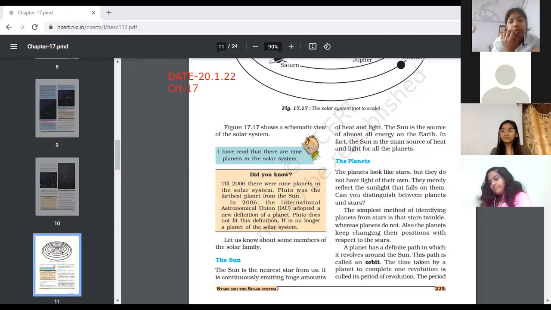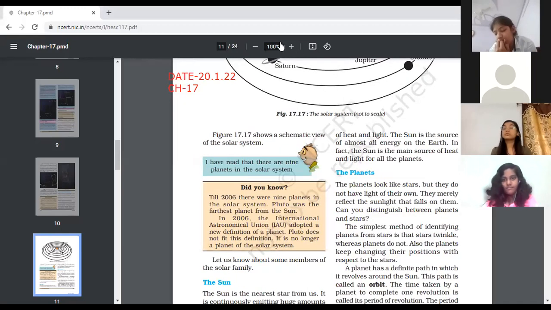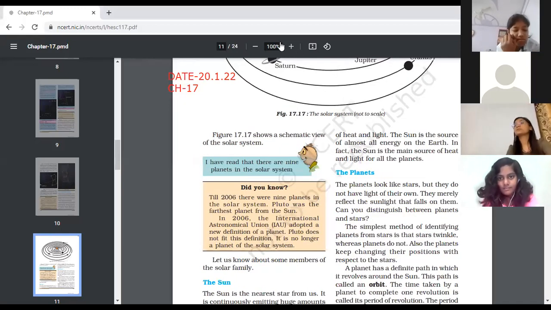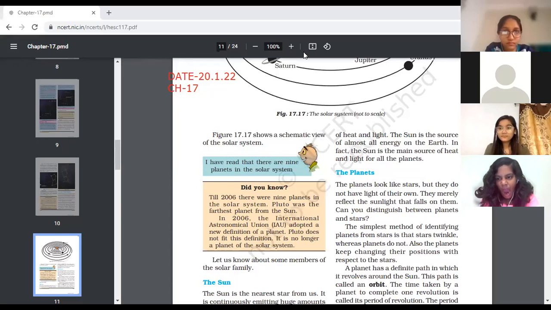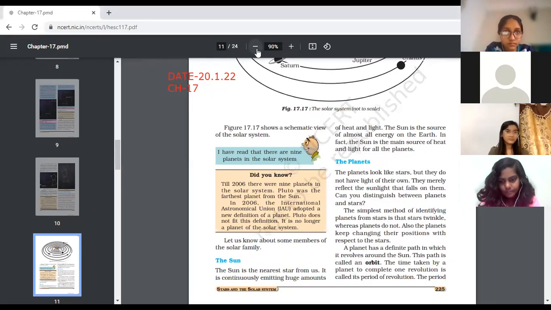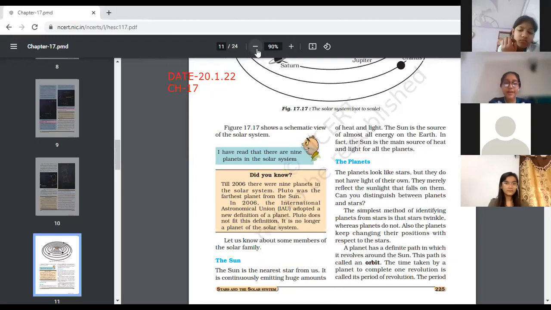Ma'am, can I ask, why was Pluto discarded? Because beta, it was too much far away from the sun, and the scientists were not able to get the information about Pluto. That's why Pluto was discarded. Okay, now there were only 8 planets. In 2006, it was done.